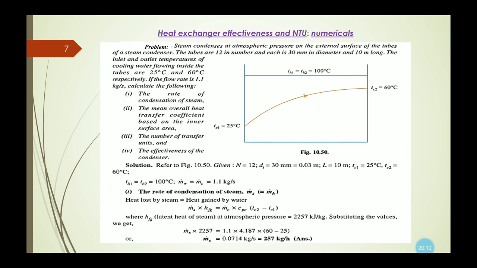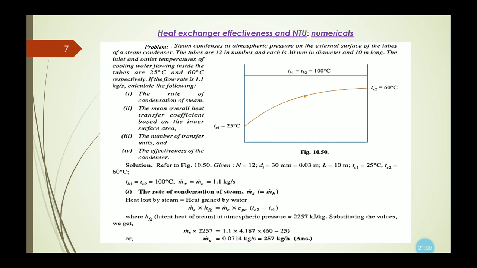First thing we need to determine is the rate of condensation of steam, that is m dot h. Here we need to use the concept that heat lost by the steam is heat gained by the water, the concept from the condenser that we have discussed just now. So m dot s times hfg equals m dot c times cpc times the temperature difference for the outlet and inlet of the cold fluid, where hfg is the latent heat of steam at atmospheric pressure, 2257 kilojoule per kg.